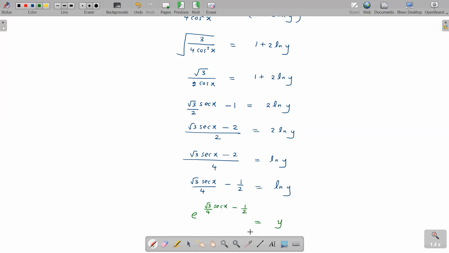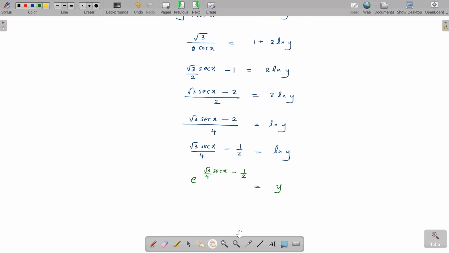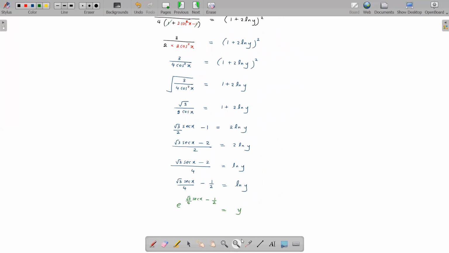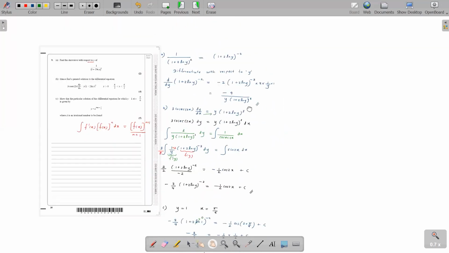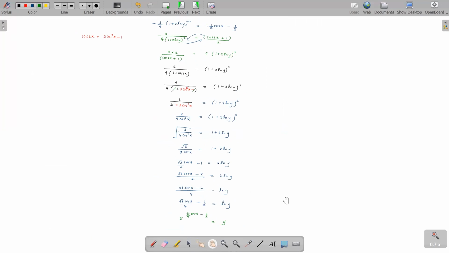Is this the same as in the show? We had y equal to a sec x minus half, isn't it? So a is root 3 over 4. Okay. So I hope all of you understood this. And this is the end of the discussion of the January 2022 P4 paper.